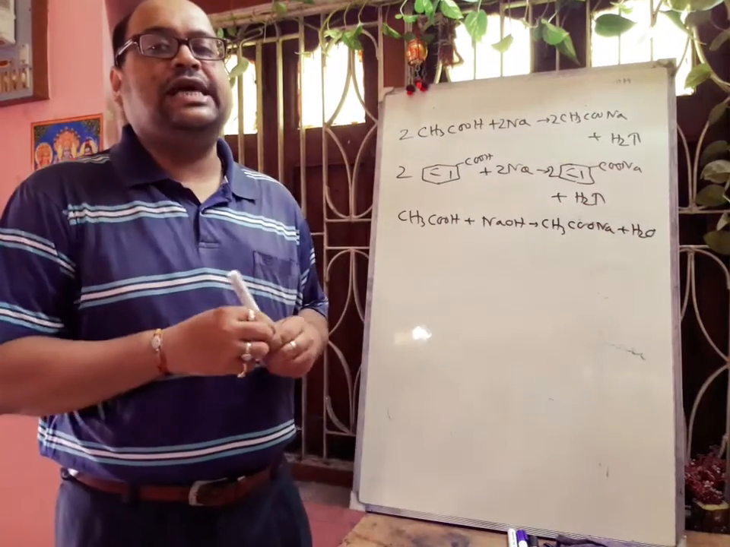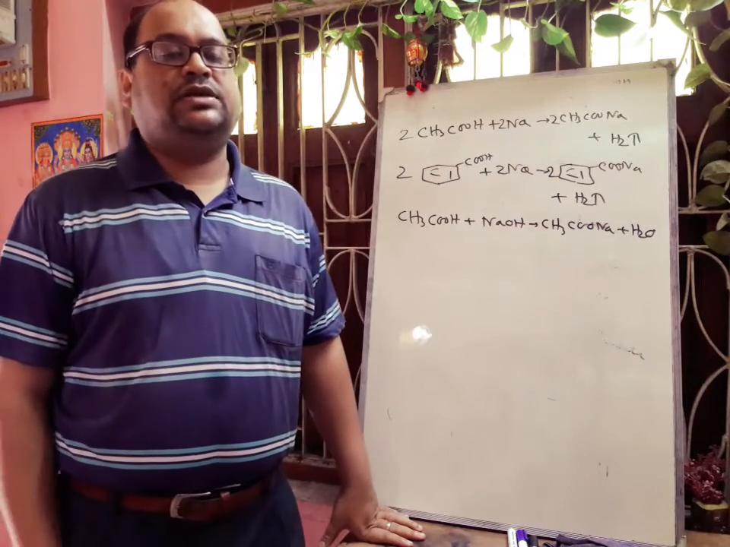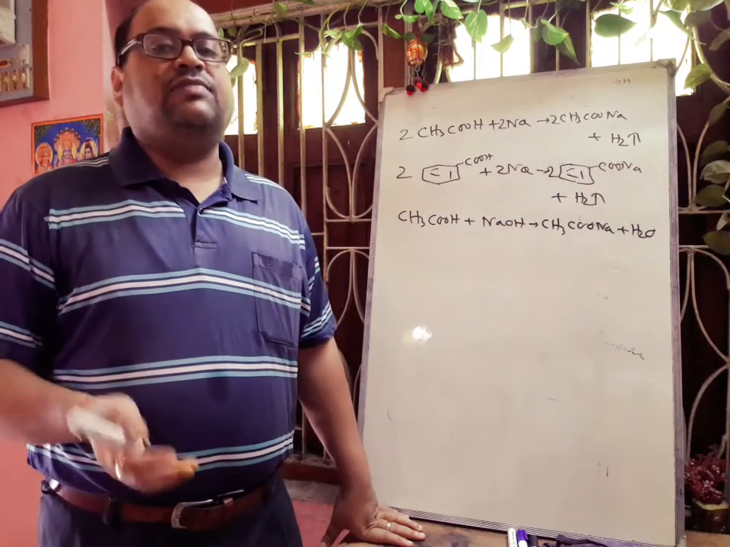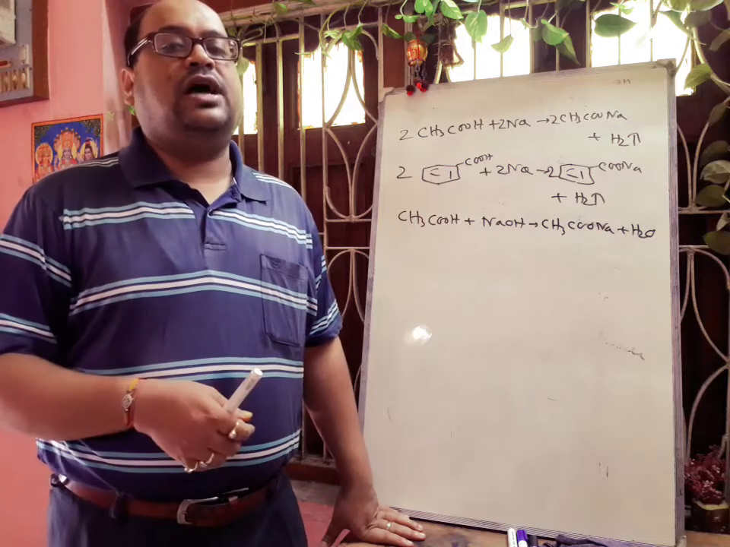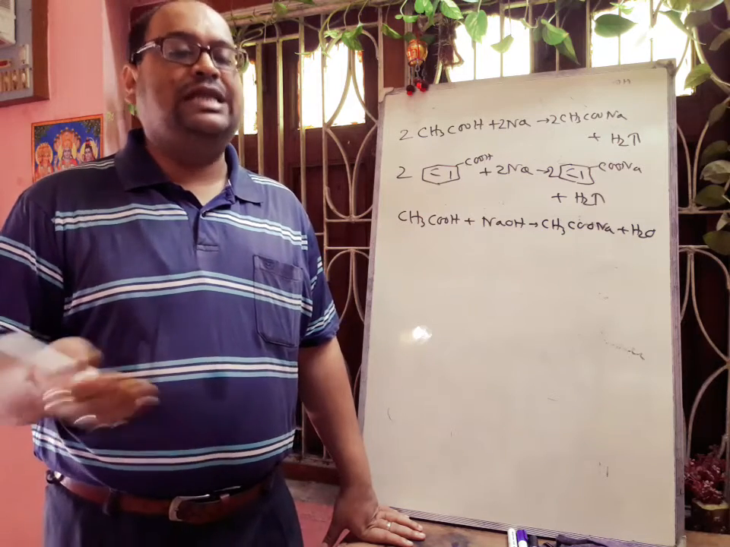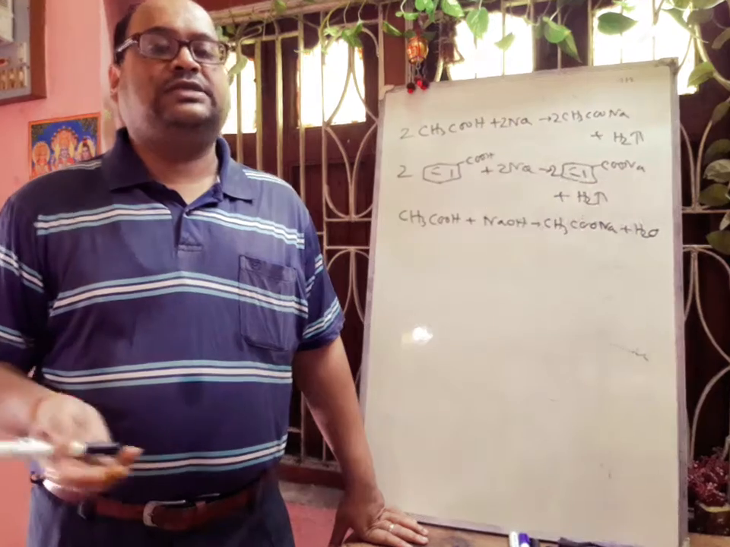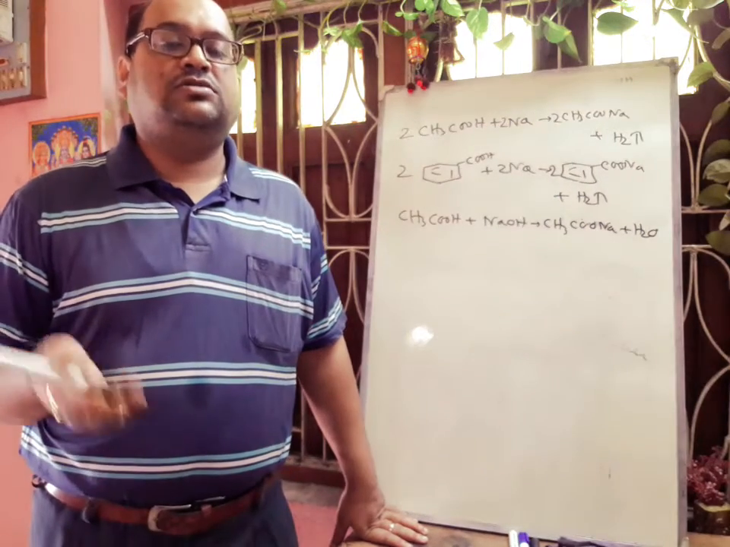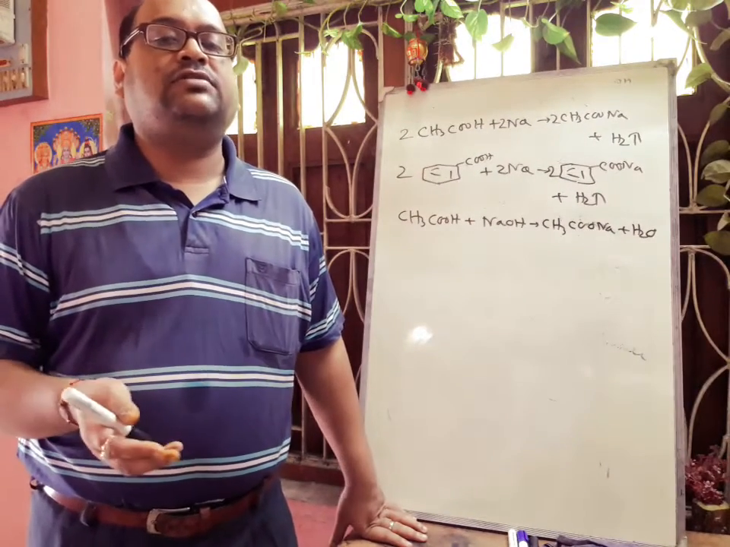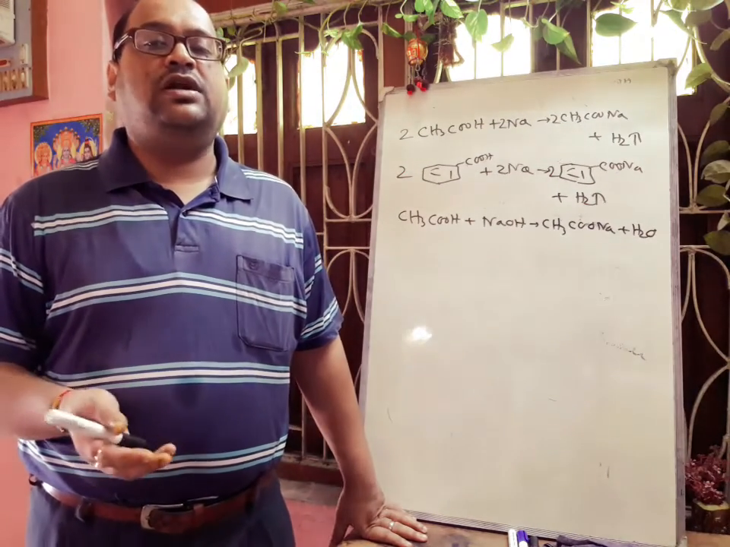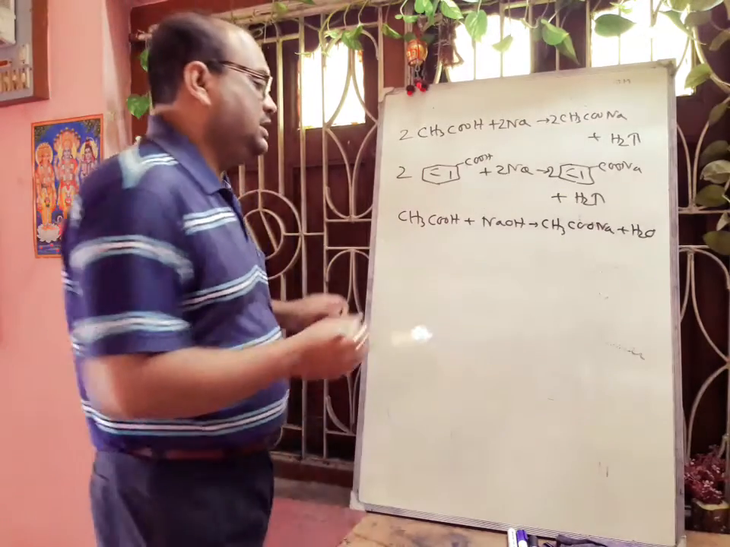Next we will discuss the reaction with metal carbonates and bicarbonates. If we use metal carbonate, it will definitely react with acetic acid or any carboxylic acid forming the corresponding salt, water and carbon dioxide. And bicarbonate also will show the same type of reaction, that will also react with this acid forming sodium salt and water and carbon dioxide.